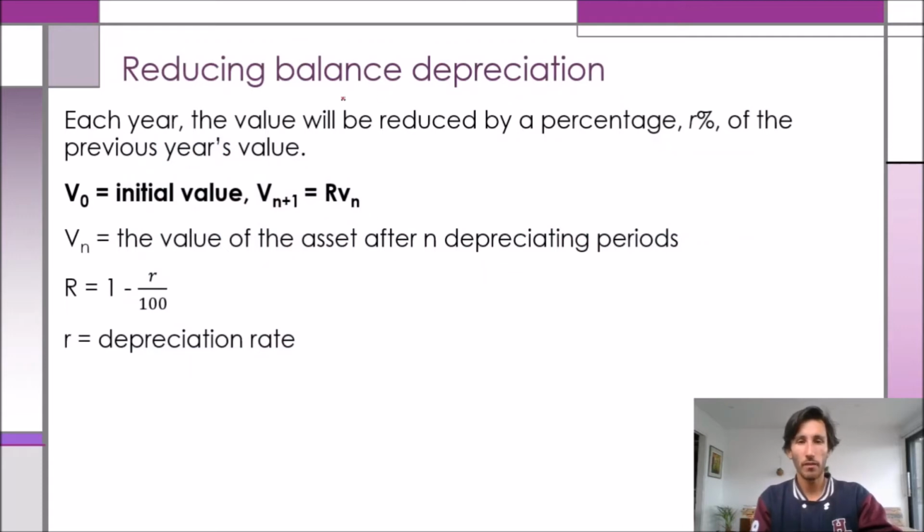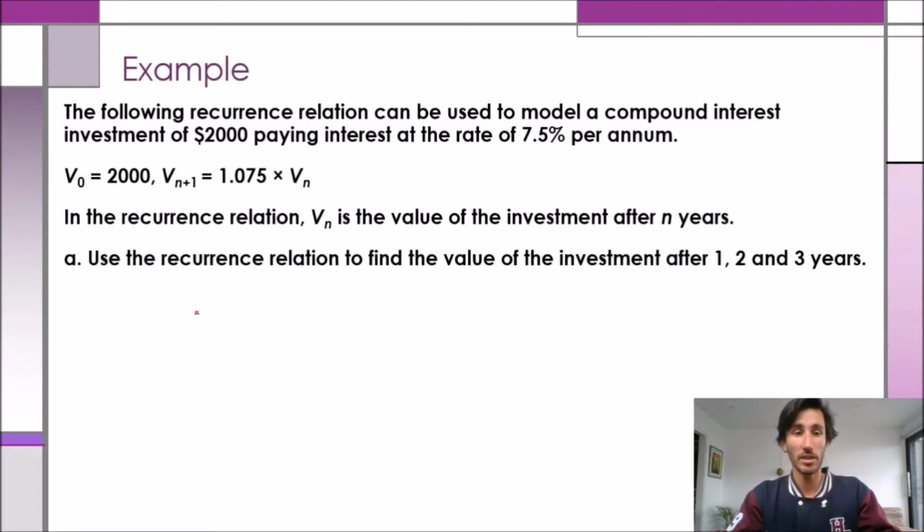Now, for reducing balance, each year or time period, the value will be reduced by a certain percentage of the previous year or time period's value. Here, R is 1 minus little r on 100. Let's look at some examples.